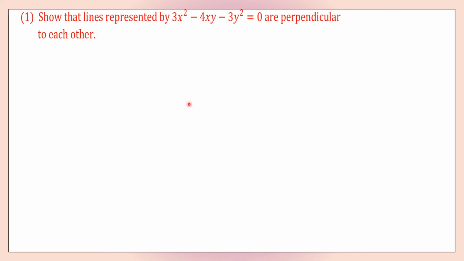Examples. Example first. Show that the lines represented by 3x square minus 4xy minus 3y square equal to 0 are perpendicular to each other. We have to use the condition for two lines to be perpendicular, that is a plus b equal to 0. This is a line pair passing through the origin, whose standard form is ax square plus 2hxy plus by square equal to 0. Comparing these, find a and b and prove the perpendicular condition.